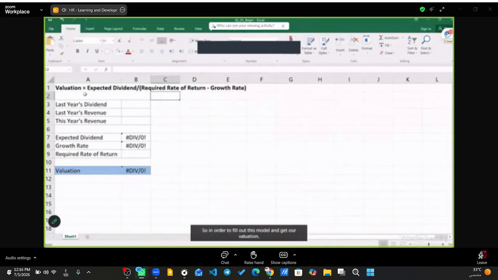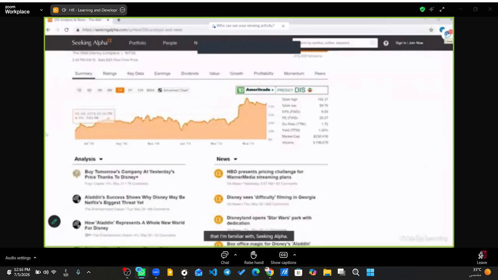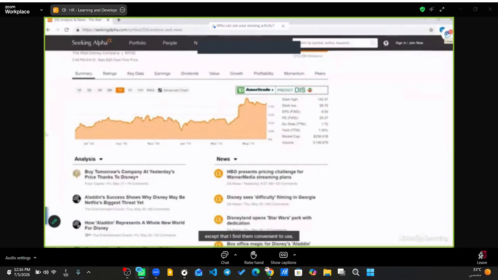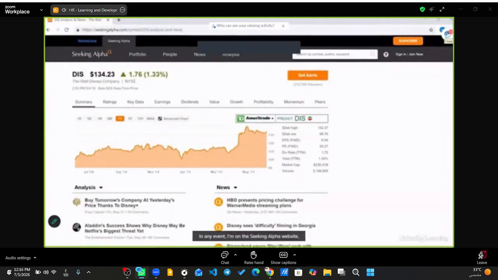So in order to fill out this model and get our valuation, we're going to need to draw our data from somewhere. We're going to need to fill in these initial variables. I'm going to do this for, say, Disney. It's a good stock we're probably all familiar with. In order to get this information, I'm going to turn to a website that I'm familiar with, Seeking Alpha. There's nothing special about Seeking Alpha except that I find them convenient to use and all the information's in one place. But you could get most of the same information from Yahoo Finance, CNBC, or a variety of other sources. In any event, I'm on the Seeking Alpha website, and I'm going to start by pulling their dividend.